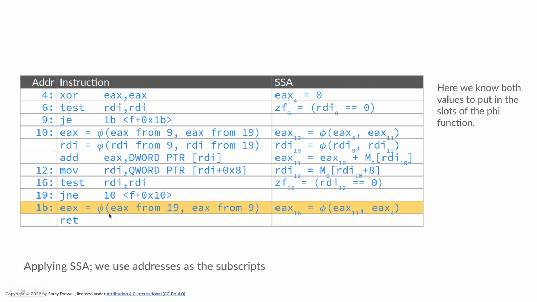Down here we have another phi function to deal with. EAX coming to us from 19, that is EAX 11. Or EAX coming to us from 9, which is up here, and that was EAX 4. Plug it in here. We know it's 0, so we could plug in 0, but let's just plug in EAX 4 right now. And so at this point in the program, at 1B, we either have the value of EAX that was in EAX 11, or we have the value that was in EAX 4. We then return, and we're done.